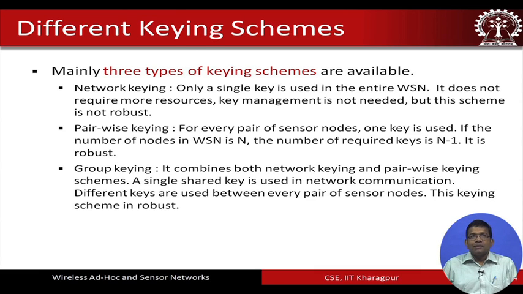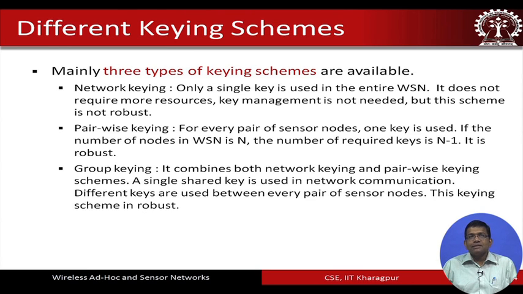The second is the pairwise keying, and as the name says, for every pair of sensor nodes, a single key is used and maintained. Quite understandably, if the number of nodes in the network is n, then the required number of keys is going to be n minus 1, and it is relatively robust compared to the network keying, because here for every pair of nodes you are using a different key. So, this is the pairwise keying.